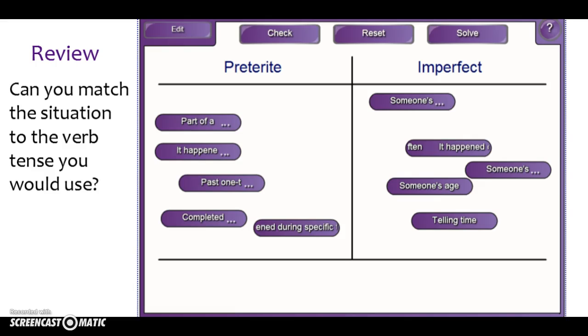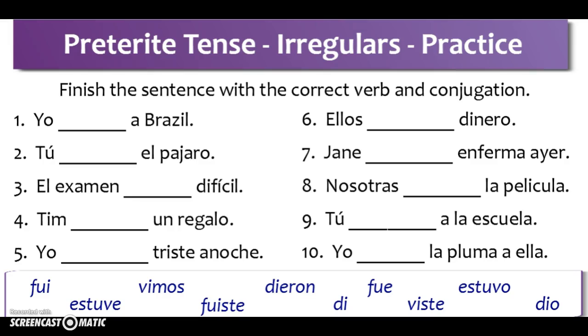Now let's try a little conjugation and translation. You've got most of the sentence. Can you choose the correct verb to finish off that sentence? Yo blank a Brasil. I went to Brazil. Yo fui a Brasil. You saw a bird. Tú viste al pájaro. The test was difficult. Your verb, fue.